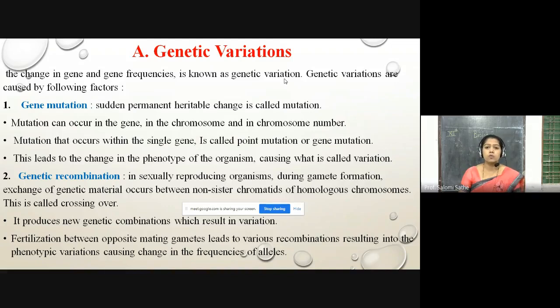The chromatids are crossing over on each other, and here the genetic material is exchanged. It produces new genetic combination.